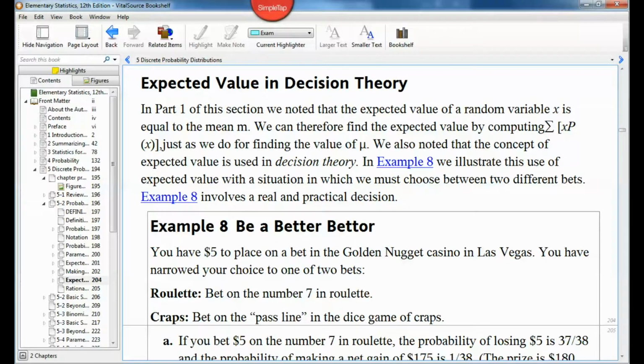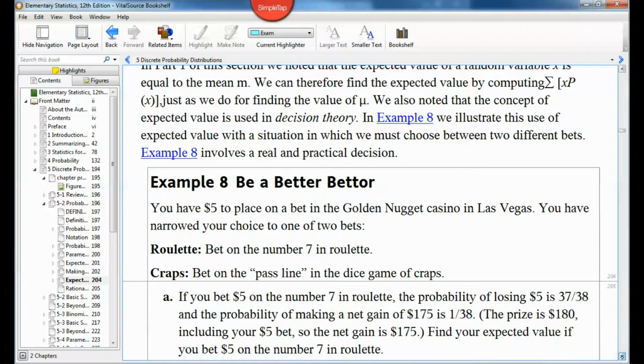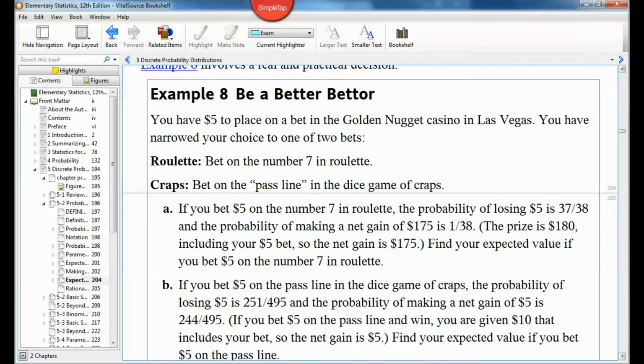Okay? Let's look at this example here on expected value. You have $5 to bet in the Golden Nugget Casino in Las Vegas. You have narrowed your choice to one of two bets. Roulette: bet on the number 7 in roulette. Or craps: bet on the pass line in the dice game of craps. Okay? All right, let's look at both cases.